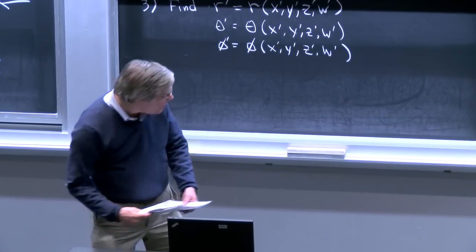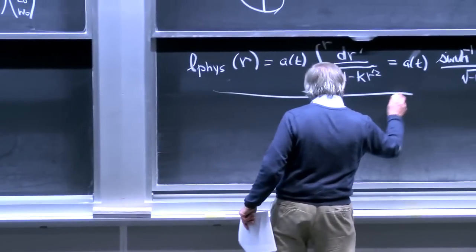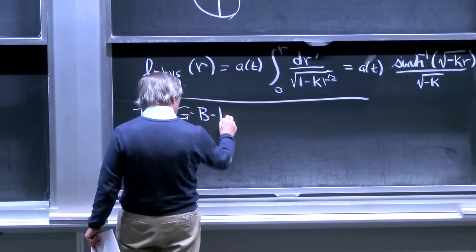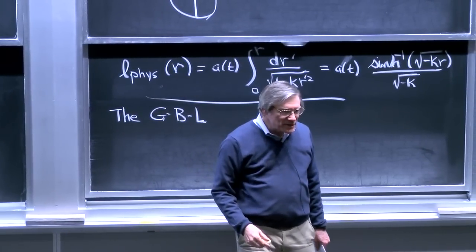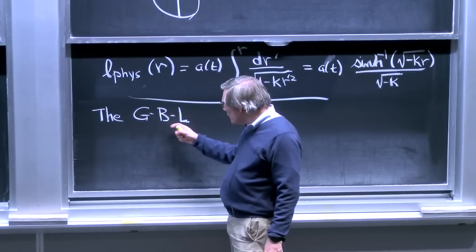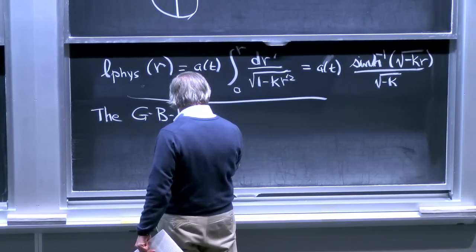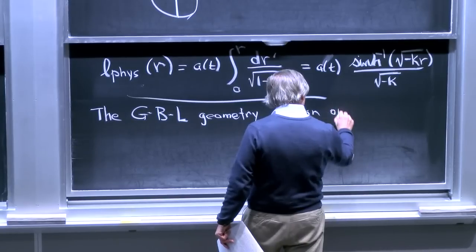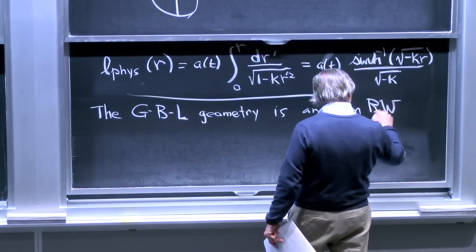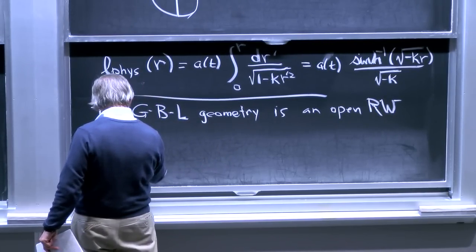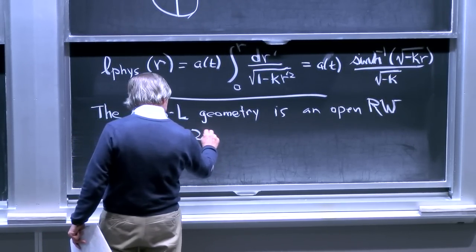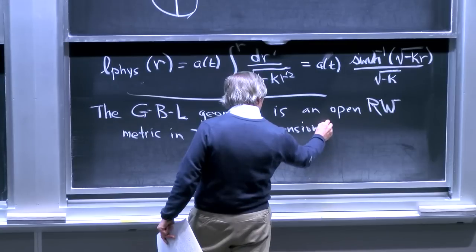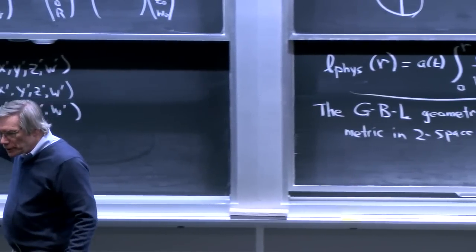OK, next thing I wanted to point out is that the Gauss-Bolyai-Lobachevsky geometry that you did a homework problem about, or it was an extra credit problem, so some of you did it and some of you did not. But we talked about the Gauss-Bolyai-Lobachevsky geometry. That really is just an open Robertson-Walker, RW, metric, but in 2 space dimensions. But it's completely analogous to the Robertson-Walker metric in 3 space dimensions that we're talking about here.